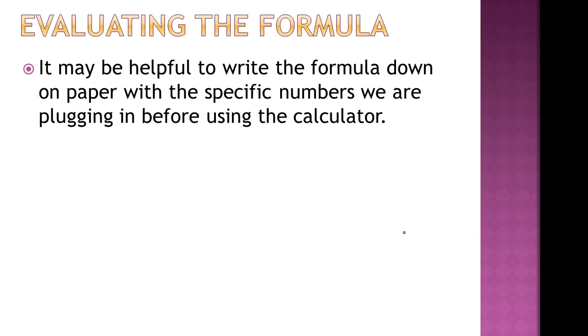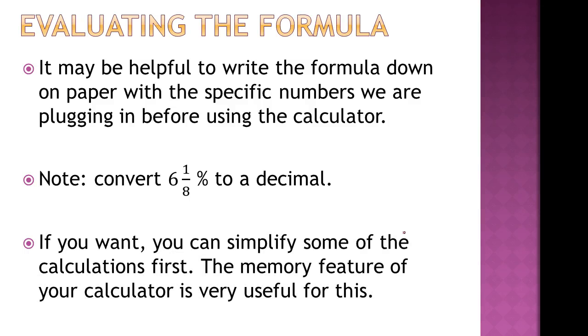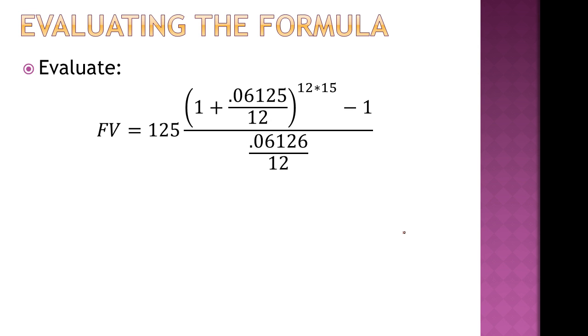In order to evaluate this, it's very helpful to write the formula down on paper with the numbers you want to use before you turn to the calculator. Don't forget we have to convert 6 1/8% into a decimal. And it's a good idea to simplify some of the calculations first. You can use the memory feature of your calculator for this. So here's the formula with all the things plugged in.